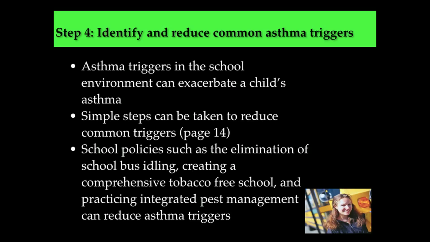The resource guide lists simple steps that can be taken to reduce asthma triggers in the school environment. For example, keeping windows closed when pollen levels are high, and using low volatility organic compound cleaners can both help to reduce triggers. School policies such as the elimination of school bus idling, creating a comprehensive tobacco-free school, and practicing integrated pest management can also be effective at reducing asthma attacks at school.